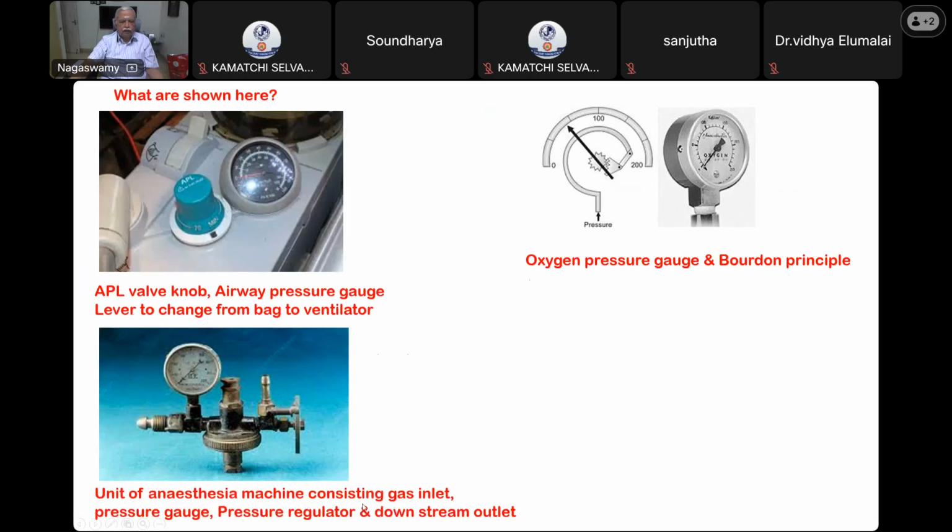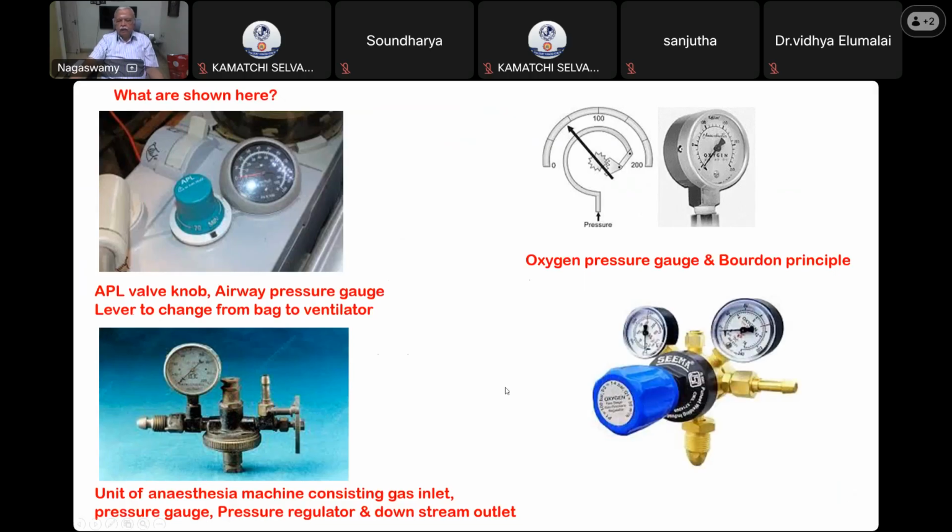So these are the components of that unit of anesthesia machine consisting of gas inlet from the pipeline or the cylinder. Then there is a pressure gauge, pressure regulator, and these are downstream outlets, that is the outlets going to either the flow meter or to the oxygen flush. All these things will be delivered from here. And this is a very old method of measuring the pressure. Anybody knows the name?